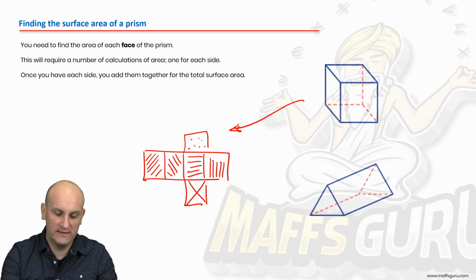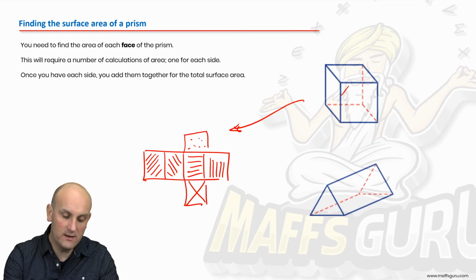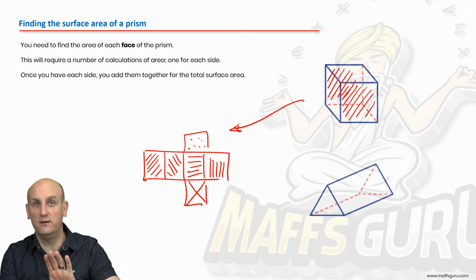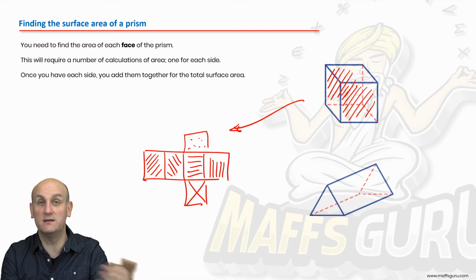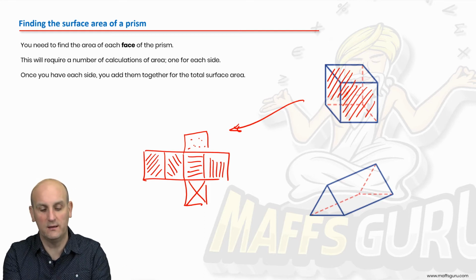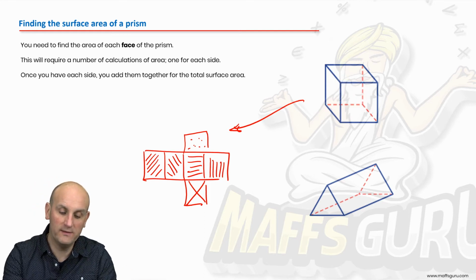Now, drawing nets of these things isn't necessarily the most helpful thing. There are other ways of thinking about it, particularly for prisms. If I know that this front shape here and the back shape there are the same, then I can find the area of the front and just double it, because I know the area of the front and the area of the back are the same. So I can work out the area of the front, times it by 2, and I've got the front and the back. What about the top and the bottom?